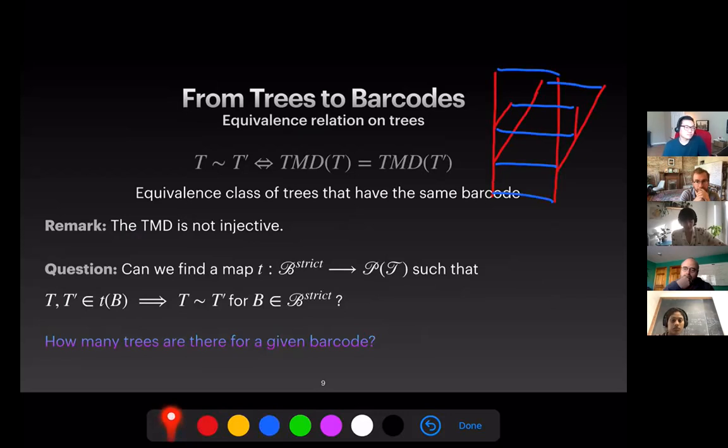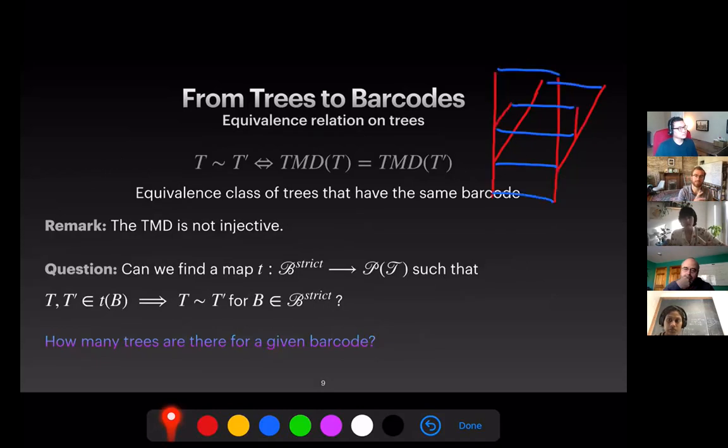So the question that we're going to be interested in in a moment is, can we find a map that takes a strict barcode and returns a set of trees such that any two trees in the set have the same barcode, so are equivalent? To reformulate, how many trees are there for a given barcode?